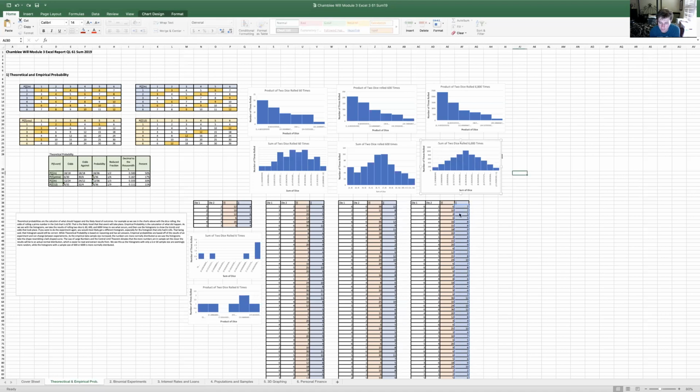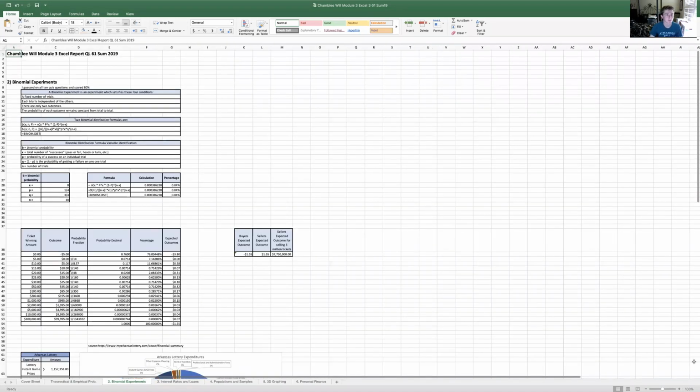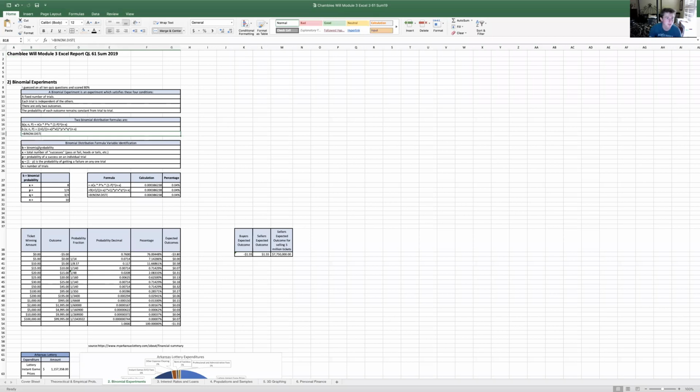All right, let's go to binomial experiments. I'll zoom in a little bit so we can both see it. Here you have the 4 conditions which a binomial experiment satisfies. It's a fixed number of trials. Each trial is independent of each other. There are only 2 outcomes, and the probability of each outcome remains constant from trial to trial. Here, you see the 2 formulas, and then that's how you put it into Excel. We use that a couple times, and then we have the letters.